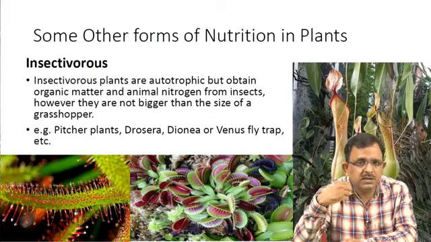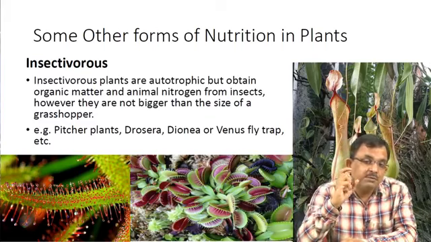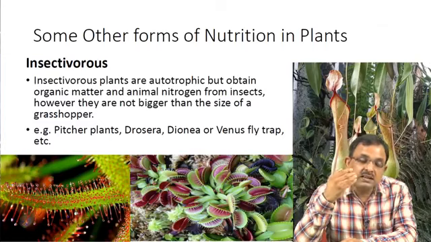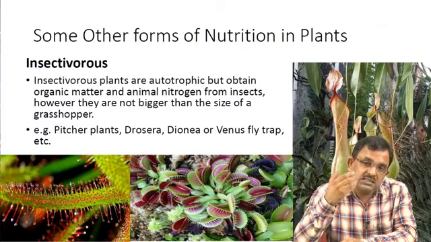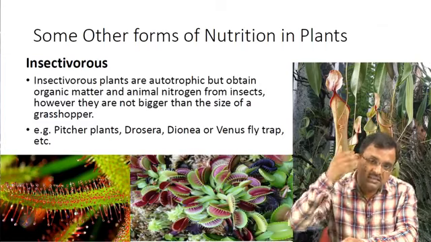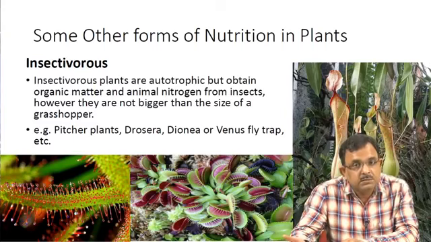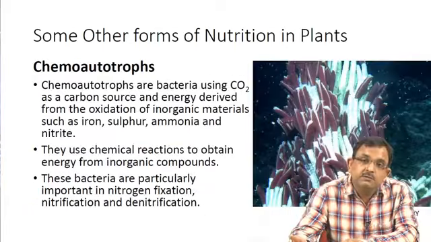So you will find, when you see any insectivorous plant, whether it is pitcher plant, Drosera or Dionaea, which we often call Venus flytrap also, they are very attractive, very colorful plants. And this attractiveness and colorfulness basically attract the insects towards them, and insects get trapped. So this is also a kind of nutrition.